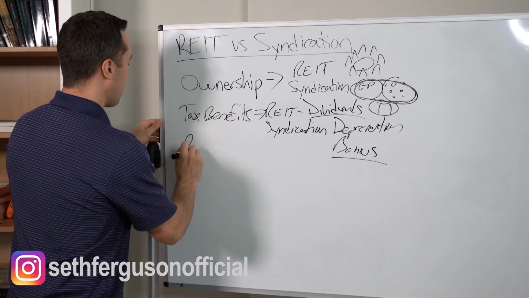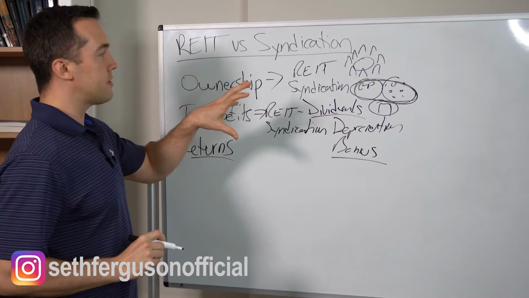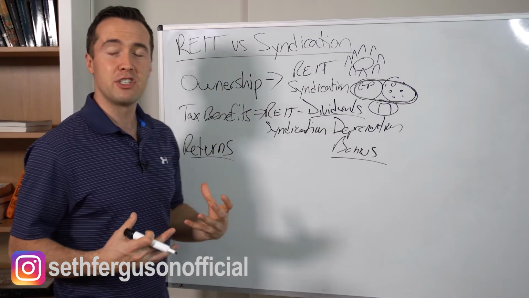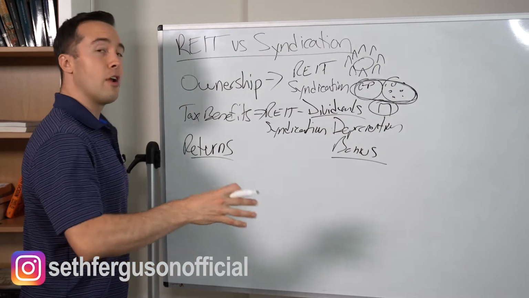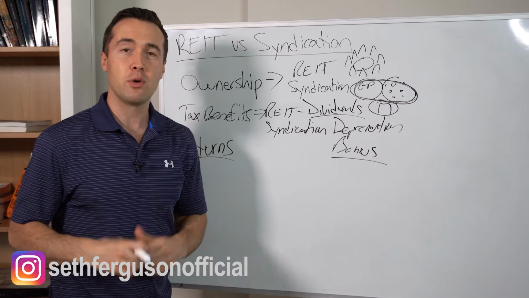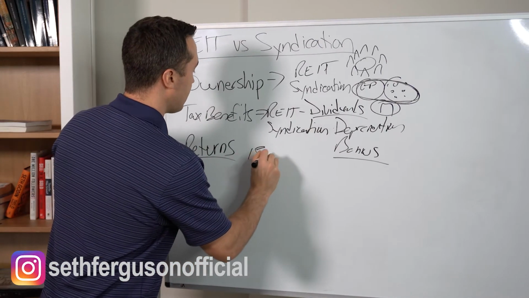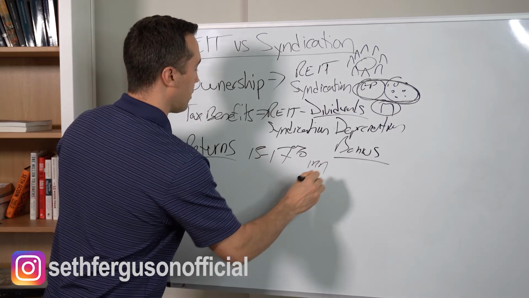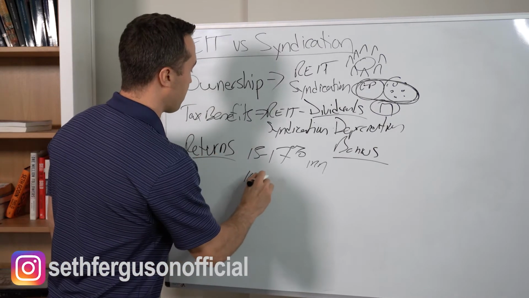Number 3, let's talk about returns because this is why we invest. When we look at REITs in general and syndications, especially value-add syndications, which I am a big proponent of, you will find that REITs underperform syndications. With syndications, especially the deals I'm looking at, we're looking at deals that pencil out between 15 and 17% IRR annualized. With the REIT, you're probably going to be closer to 10 to 12%.